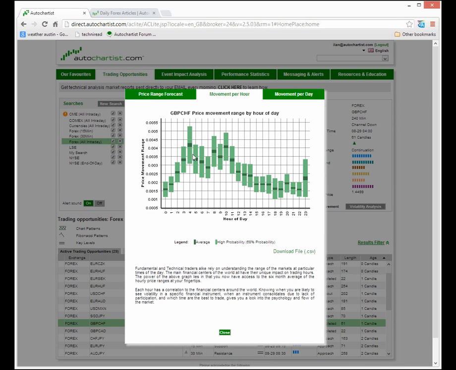So if we take this position on GBP Swiss franc, we can see that I'm set in New York time. From about 12 p.m., noon, New York time and later, the volatility of GBP Swiss franc really decreases, right? So if I'm trading these non-volatile hours for GBP Swiss franc, then a tighter stop loss might work well for me, because I know that I'm not going to get knocked out with a lot of noise.